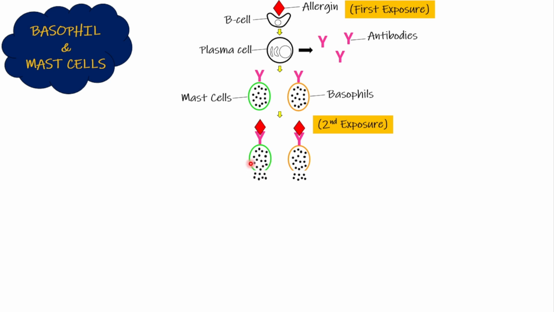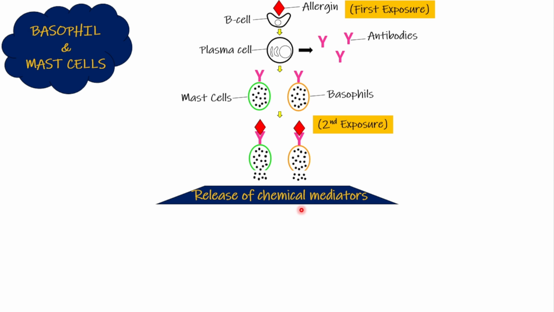Now, when the degranulation takes place, a lot of chemical mediators are released by the basophils and mast cells. Now these chemical mediators will cause the inflammation, will cause the allergic reaction.